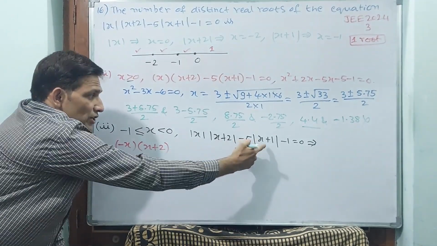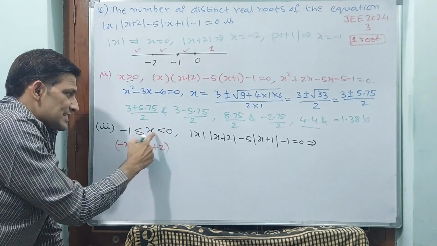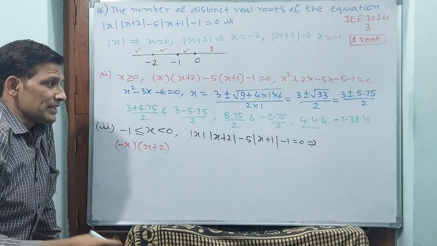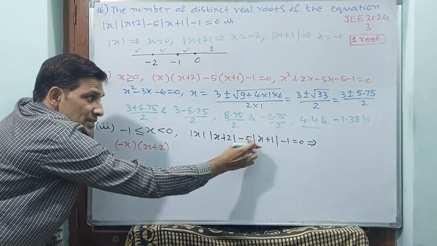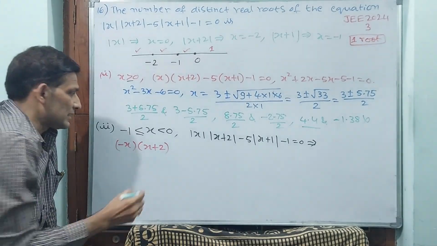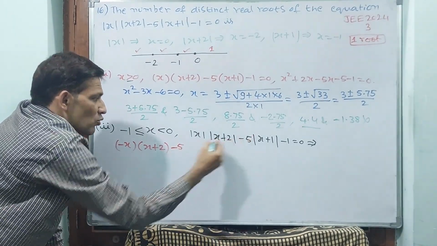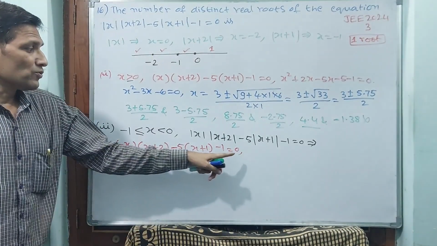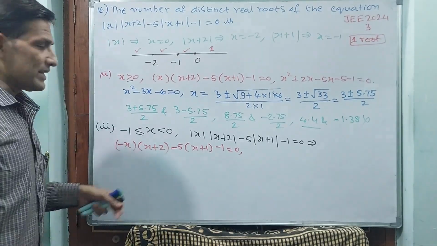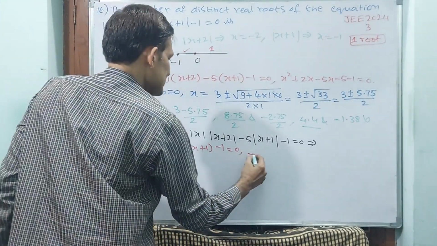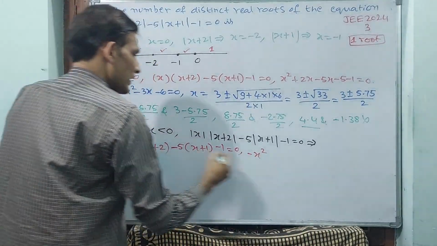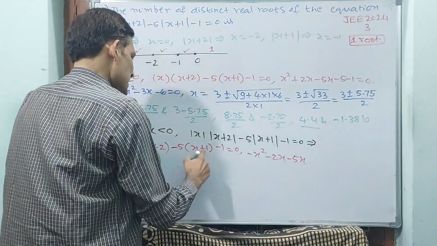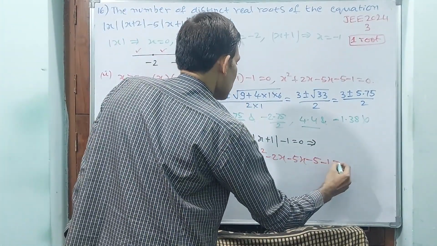Now go back. Here also it is less than 0 only, but greater than or equal to minus 1 is there still. That means here also 0 is not going to change the symbol. Negative only is going to change the symbol. That means minus 5 I will keep the same, no change in symbol: x plus 1 minus 1 equal to 0. Once you are able to write this, then you are going to get the answer. You see, minus x square minus 2x minus 5x minus 5 minus 1 equal to 0.